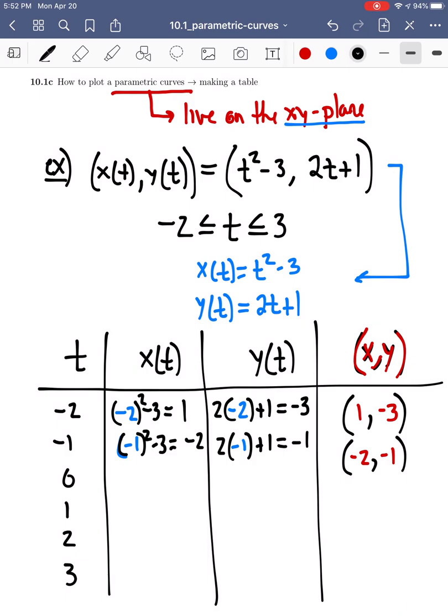And we could keep doing this for all these values. When t is equal to 0, plugging 0 into our x equation is going to give us a minus 3. When t is 0 and we plug it into our y equation, that's going to give us a plus 1. When t is equal to 1, plugging that into our x equation is going to give us a minus 2. And when t is equal to 1, plugging that into our y equation will give us a 3.